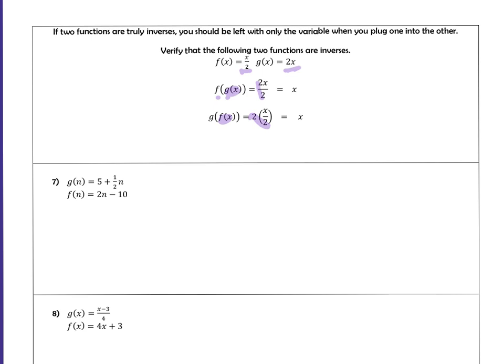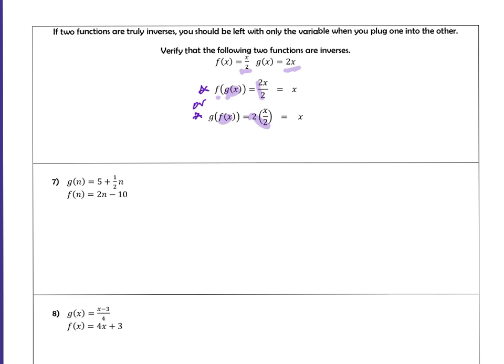And just so you know, you only have to do that one time. I only have to do this one or this one. I don't have to do both of them. If I verify it one way, I don't have to do it the other way. Once I've done one of them, I've verified it. I don't have to do it both times.